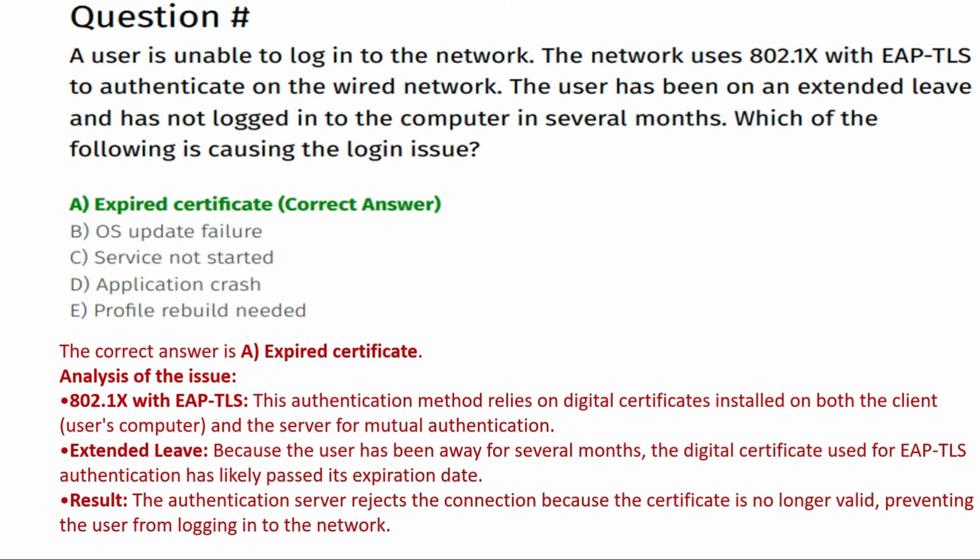So analysis of the issue is 802.1X with EAP-TLS. This authentication method relies on digital certificates installed on both the client, the user's computer, and the server for mutual authentication. Extended leave: because the user has been away for several months, the digital certificate used for EAP-TLS authentication has likely passed its expiration date. The result: the authentication server rejects the connection because the certificate is no longer valid, preventing the user from logging into the network. So that's why the correct answer for this question is option A, expired certificate. So let's move to the next question.